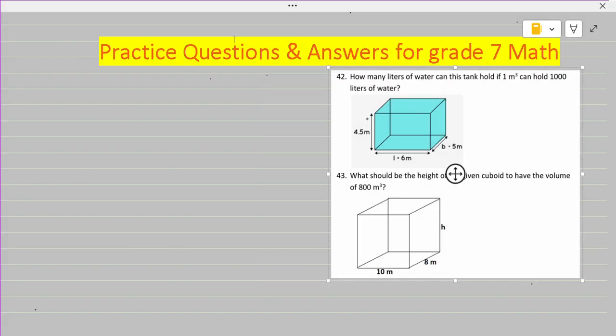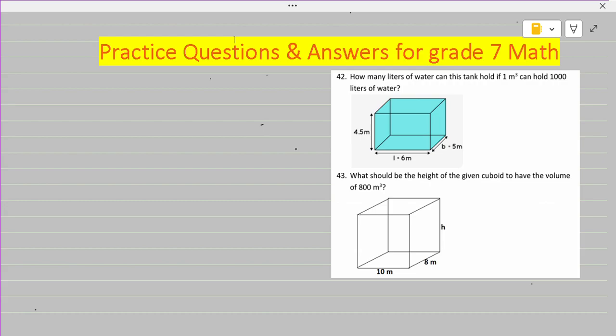Okay, so in number 42 it says, how many liters of water can this tank hold if 1 meter cube can hold 1000 liters of water? Here one cuboidal tank with a rectangular base is given, and we have to identify how many liters it can hold when fully occupied, when 1 meter cube can hold 1000 liters. It's a general fact that 1 meter cube holds 1000 liters. It may not be given to you, so you have to know it yourself.